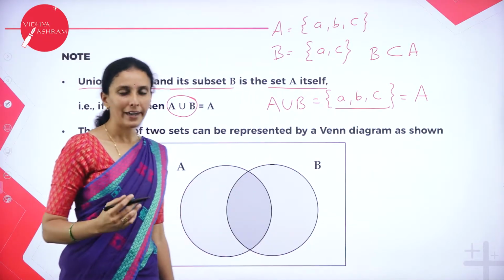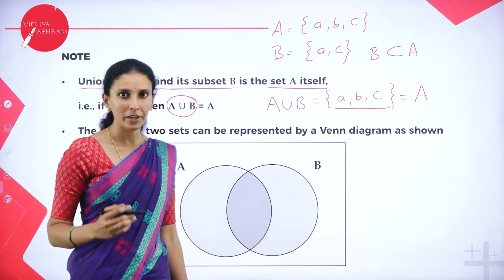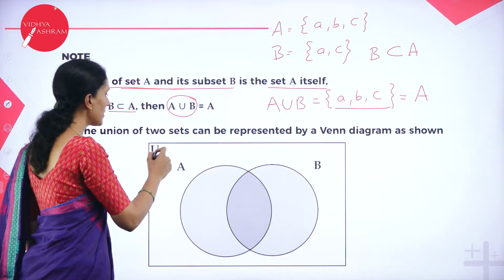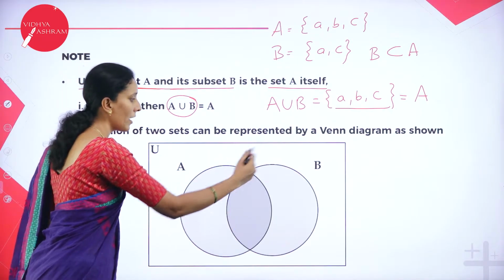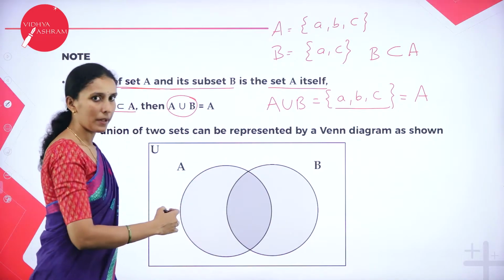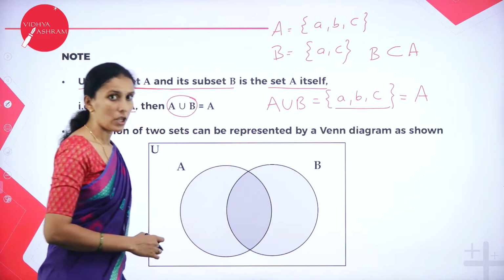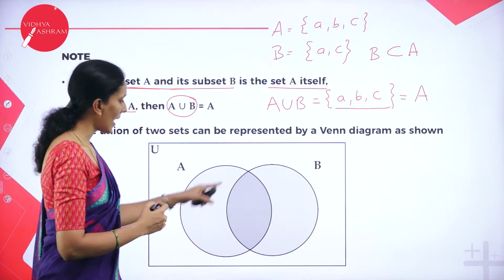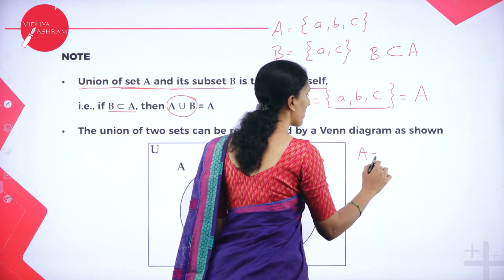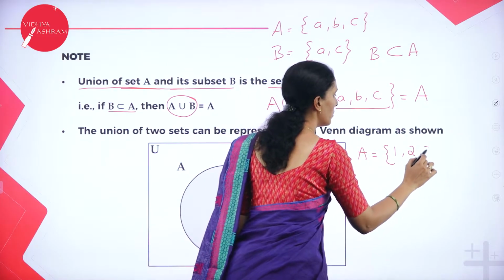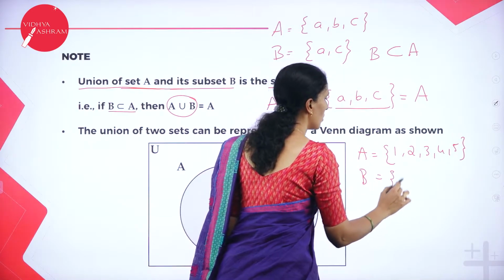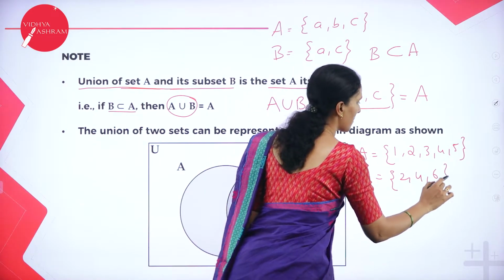As I said, a Venn diagram is used to represent the operations of sets. This is how we will represent the union of sets. So this is your universal set, and A and B are subsets of the universal set. If A contains some elements and B contains some elements, the common elements are written inside the oval here. For example, say A is {1, 2, 3, 4, 5} and B is {2, 4, 6}.